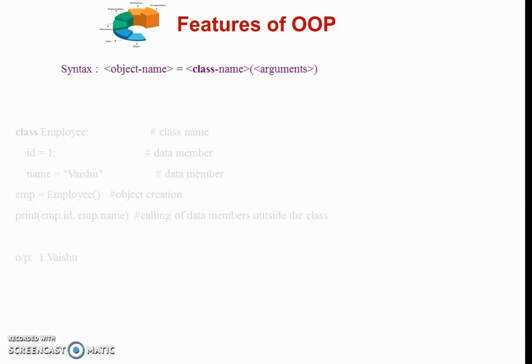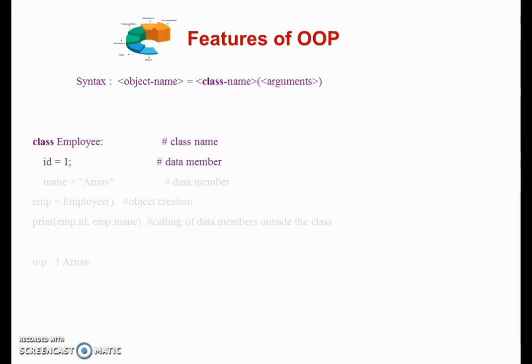The syntax of accessing a class member through the class object is object name, dot operator, then member function name or data member name. So let's see the following example. Again, I took the previous example. I created the class employee by using the class keyword, followed by the name of the class, employee, colon.